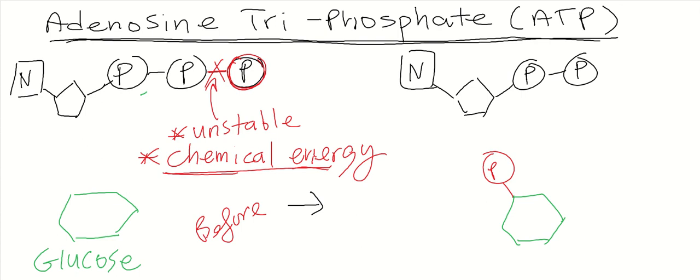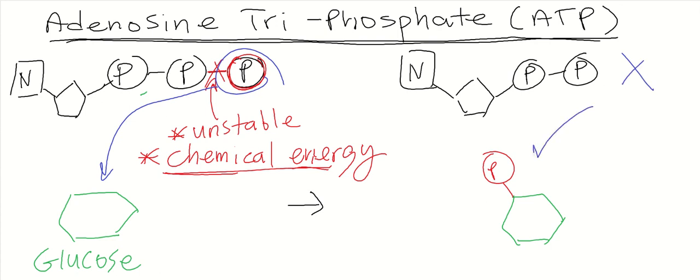Hopefully you recognize that the phosphate, let me do this in a different color, that phosphate got transferred to glucose. So it's no longer here, rather it's on the glucose. So that is how ATP transfers energy.